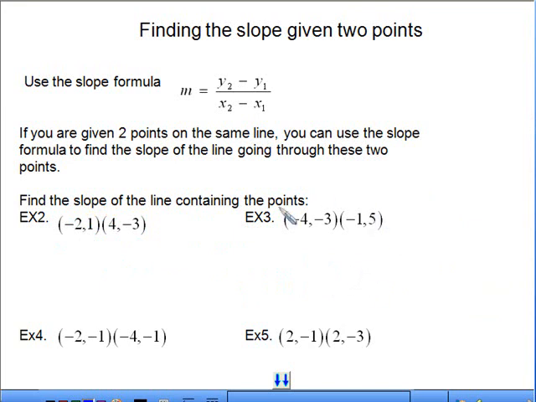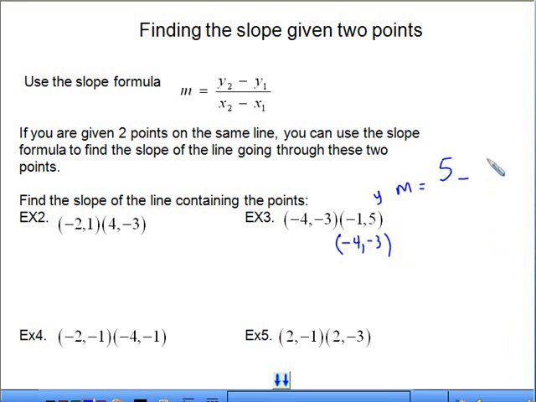So let's take a look at this one right here. I'm going to take the first point and put it underneath the second point. So m is going to equal, start with the y's. Start with the y values first. Take the top minus the bottom. So 5. Then put a minus sign because that's in the equation.